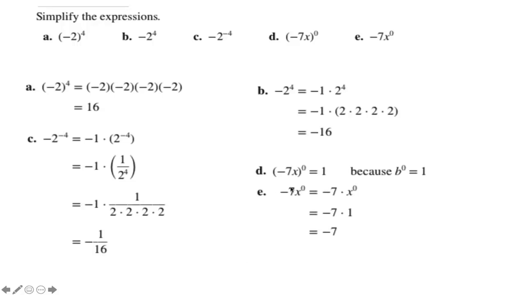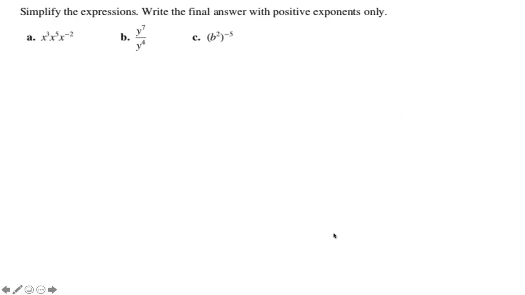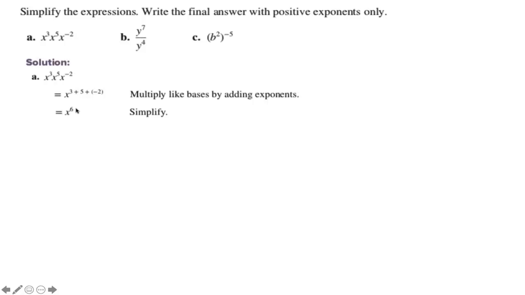And then in part D, anything to the 0 power is 1. And then in part E, x to the 0 power is 1. And then negative 7 times 1 is negative 7. Because these all have the same base, we just add the exponent. 3 plus 5 minus 2 is 6. So this is x to the 6th power.